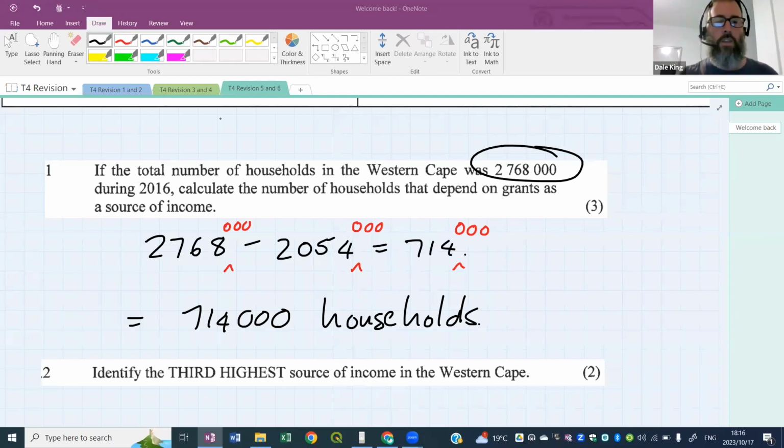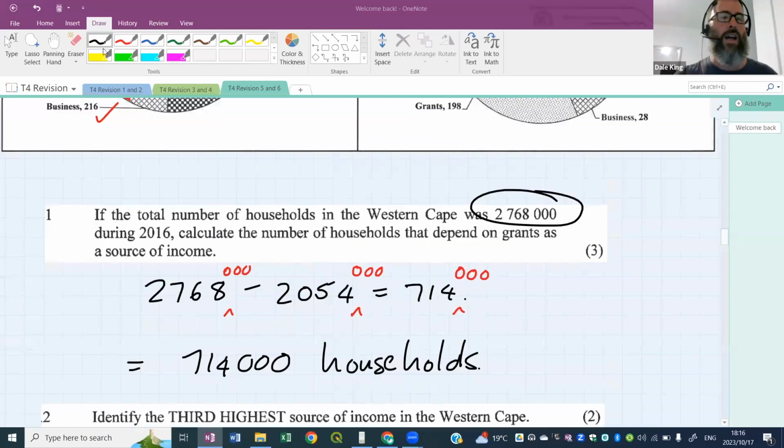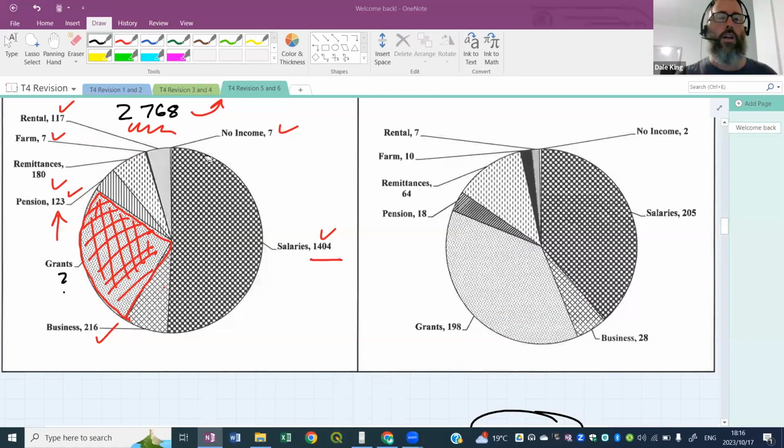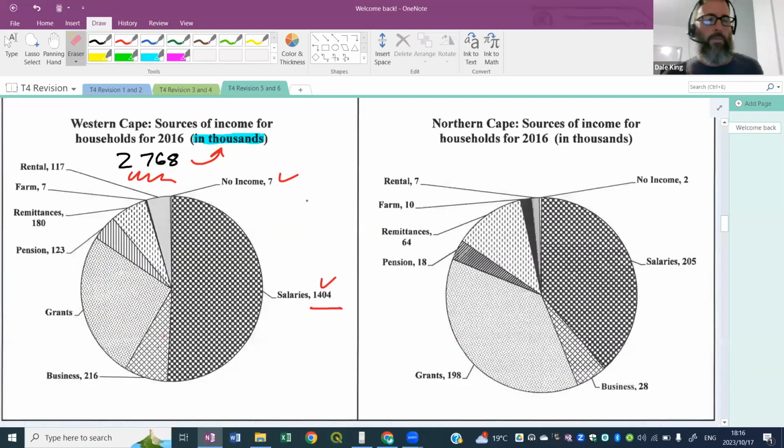Next question. Identify the third highest source of income for the Western Cape. You guys can look at the graph and identify it. The third highest source of income is what? Let me put down the grants. 714. Third highest source of income.